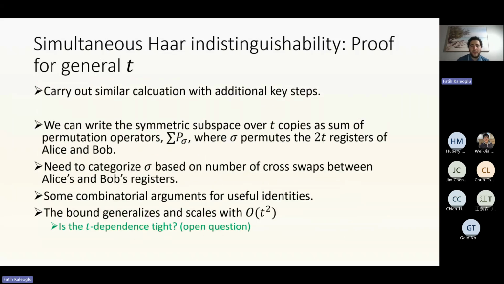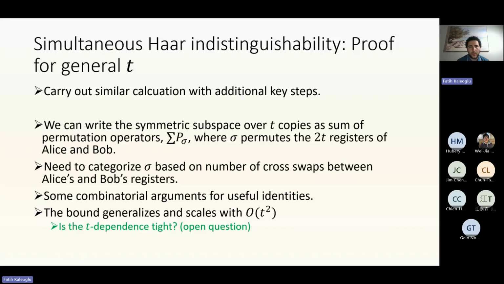The identity one cancels out. For T copies, it's similar. The product permutations will cancel out, but there are a lot more permutations left amongst the 2T copies.